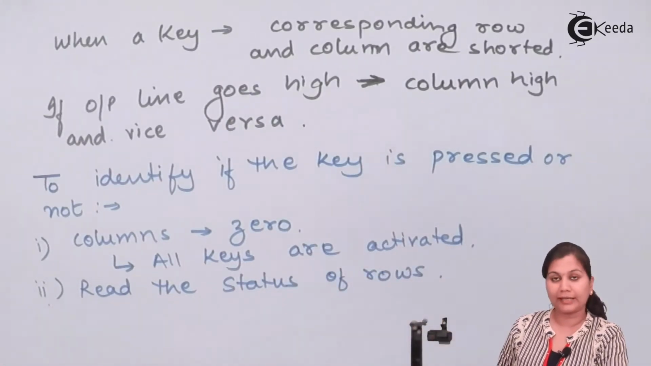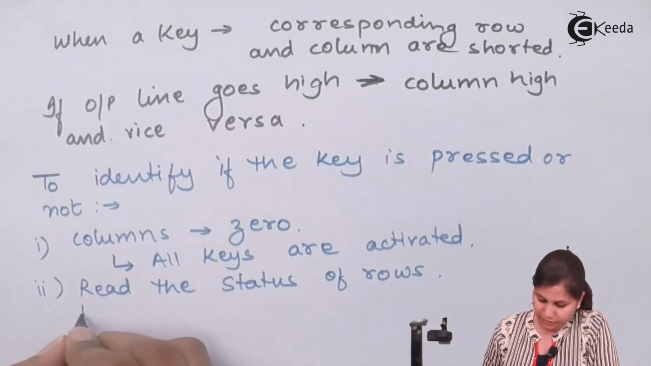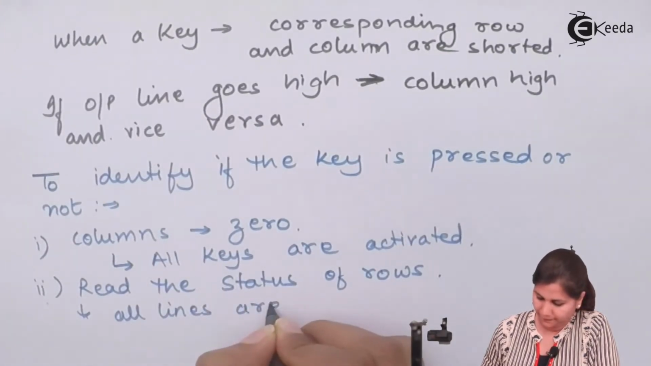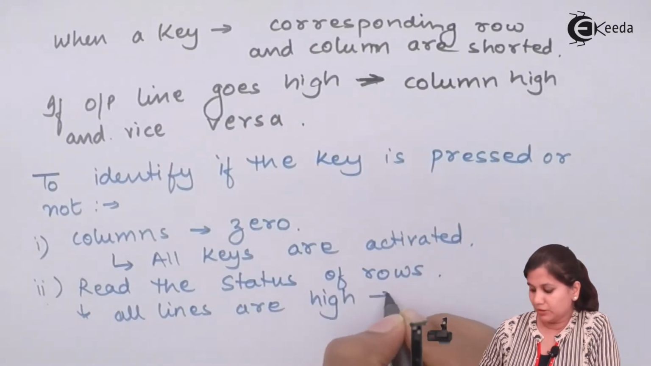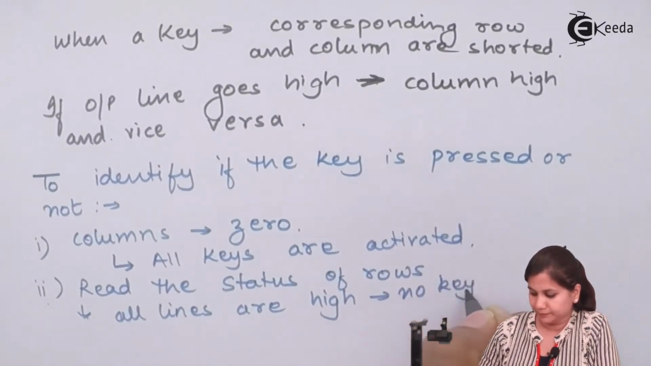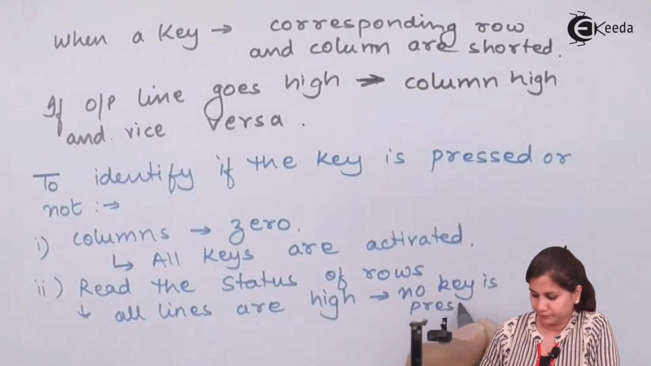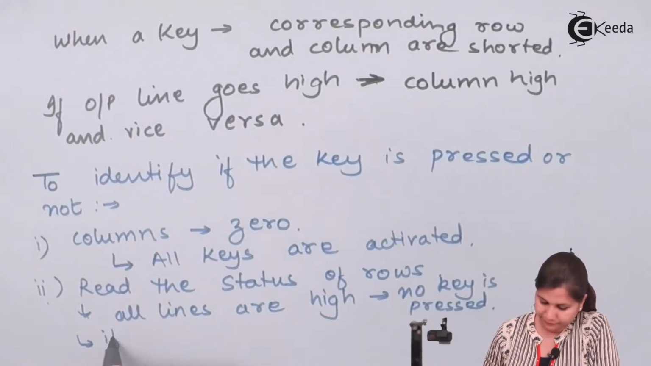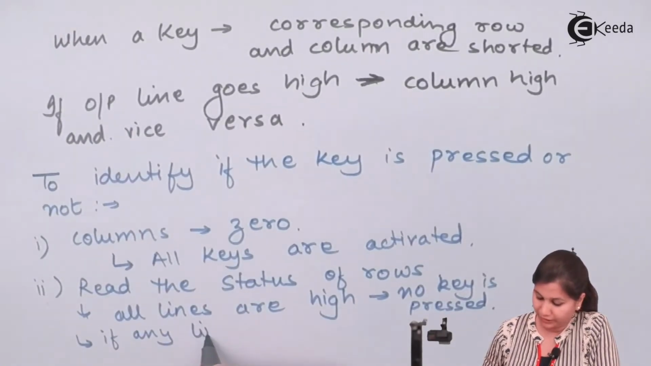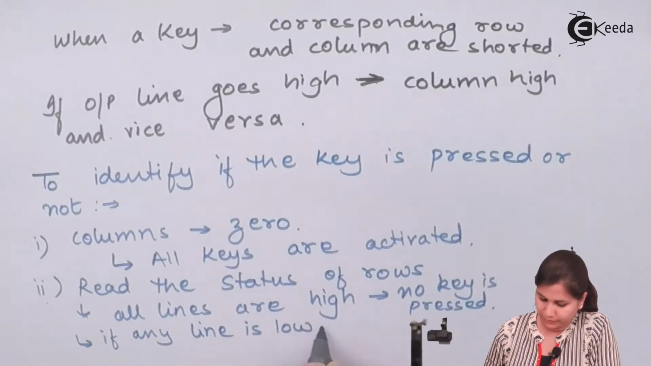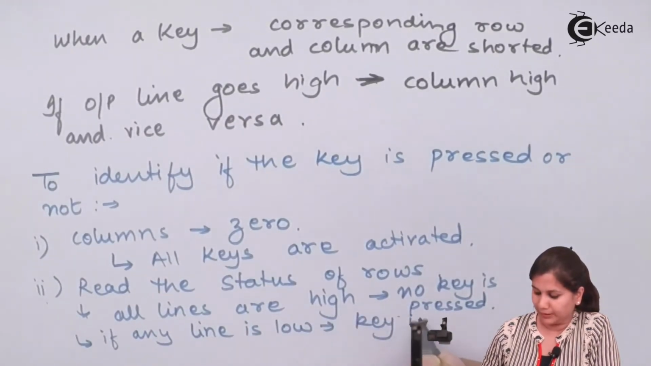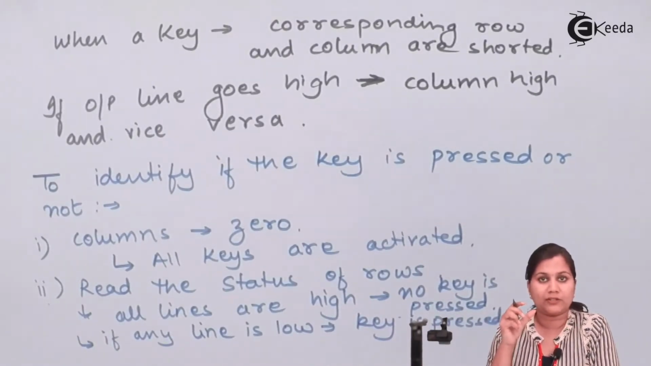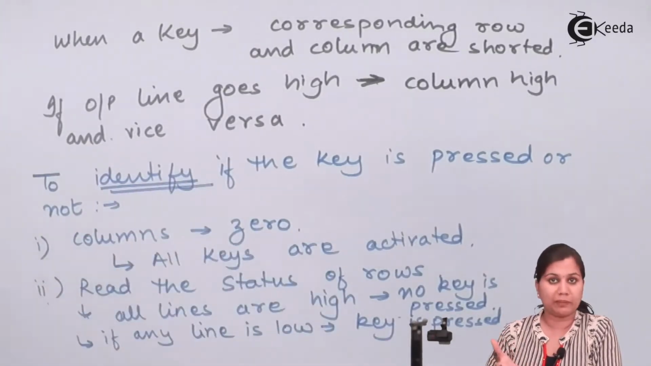That is the return lines. Now if the status of the return line, all lines are high, it means no key is pressed. If any line is low, it means that key is pressed. So the first step of interfacing is to identify whether the key is pressed or not.